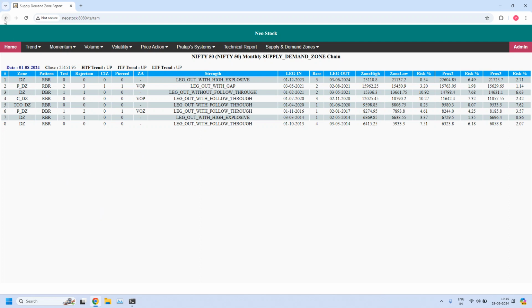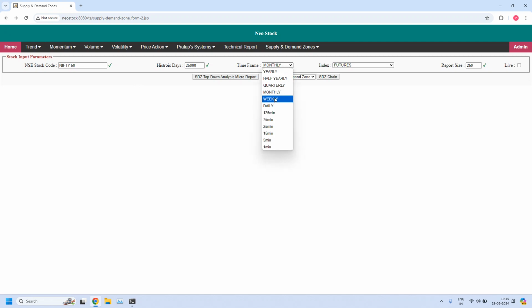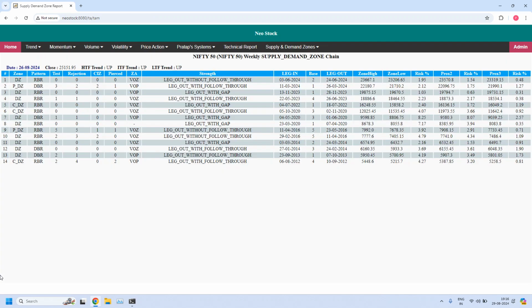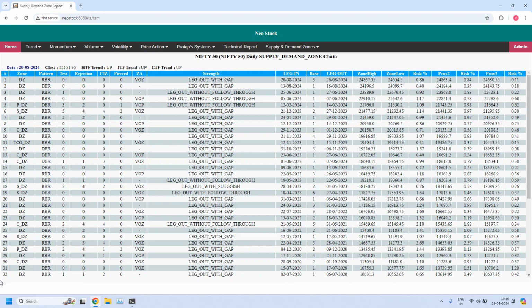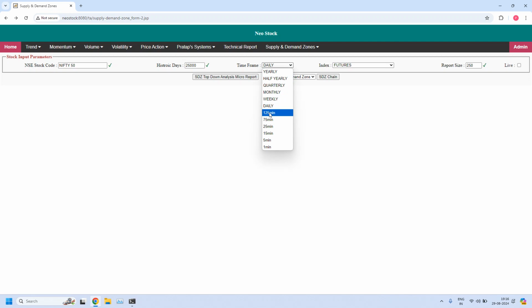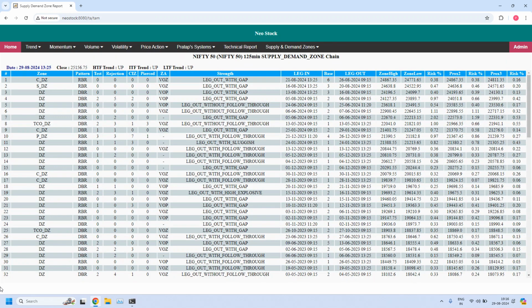Okay, the next report, changing the time frame to weekly, and let's find the weekly supply demand zone chain for NIFTY. Next time frame is daily. Let's find the daily supply demand zone chain for NIFTY. The next time frame is 125 minutes. Let's find the 125 minutes supply demand zone chain for NIFTY.